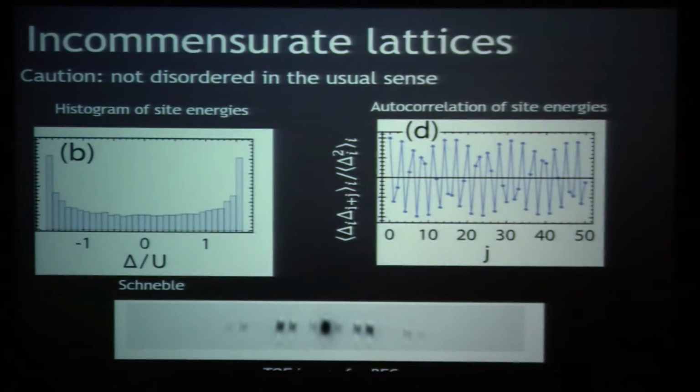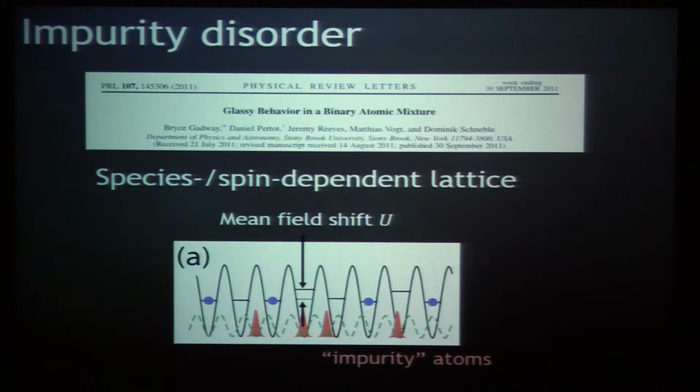Okay. Right, so Dominic Schnabel at Stony Brook has pointed out it's not disordered in the usual sense, and that's important to keep in mind. All right, one last thing I want to talk about, and I'll have this almost here on time. It's a very unique experiment using impurity disorder. This is a beautiful experiment where impurity disorder was compared with incommensurate lattices, and this experiment does not get enough love. This was really great and important, I think.